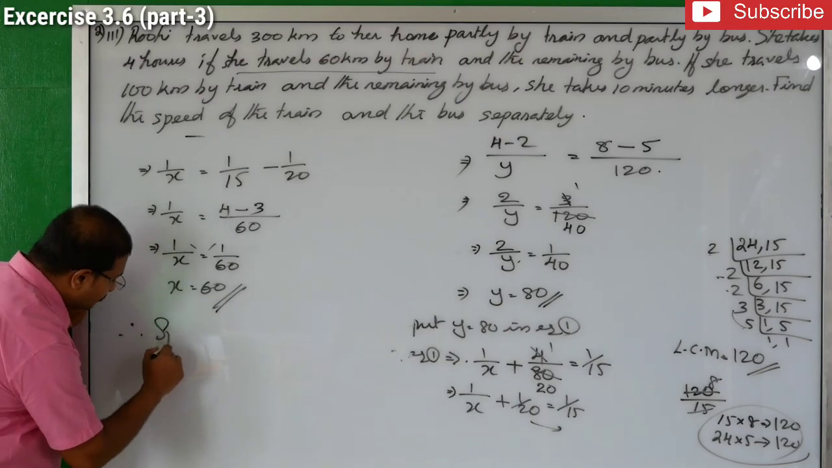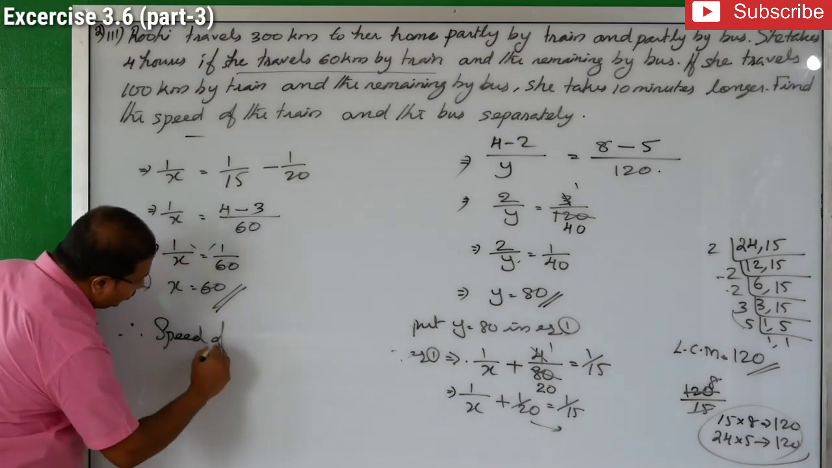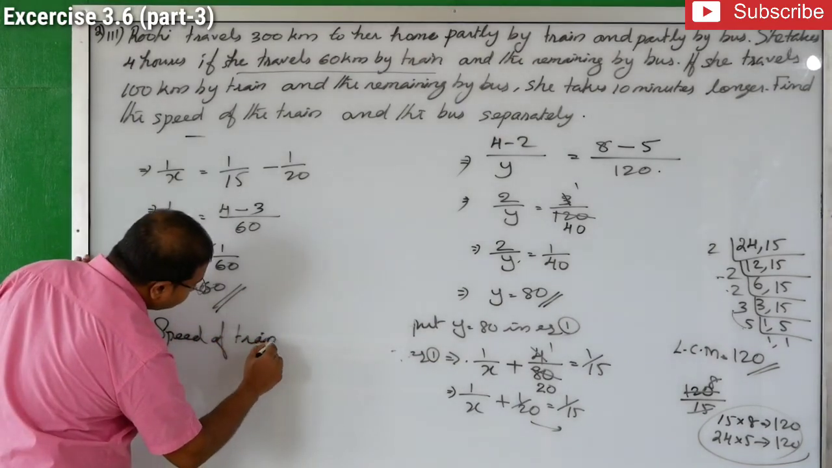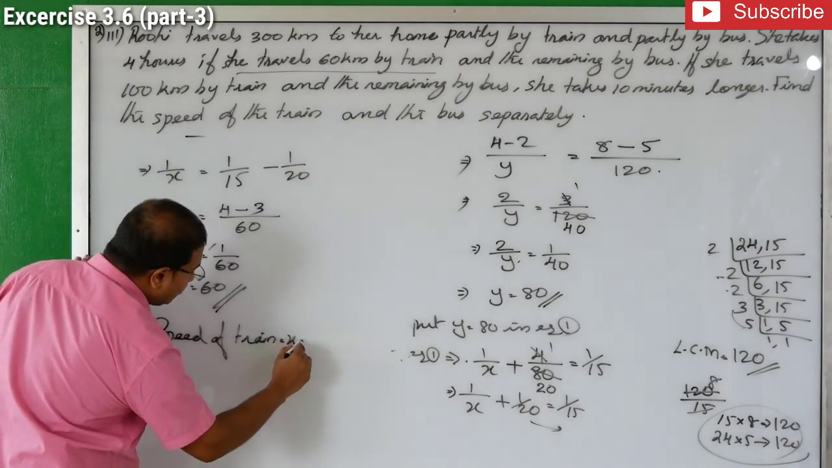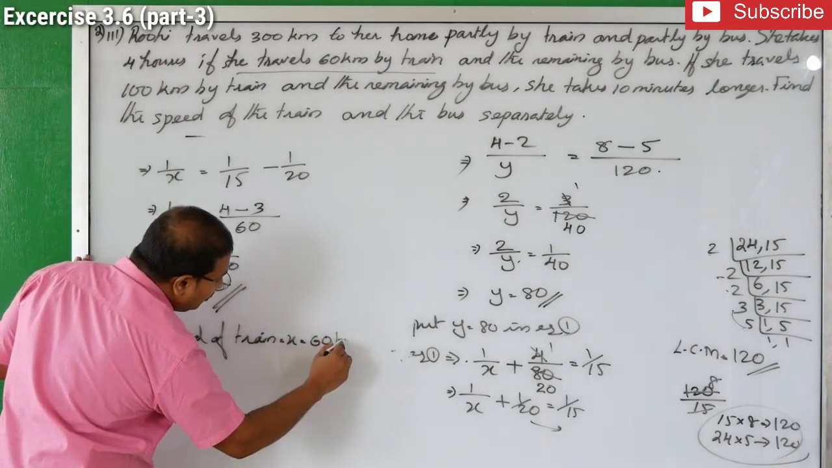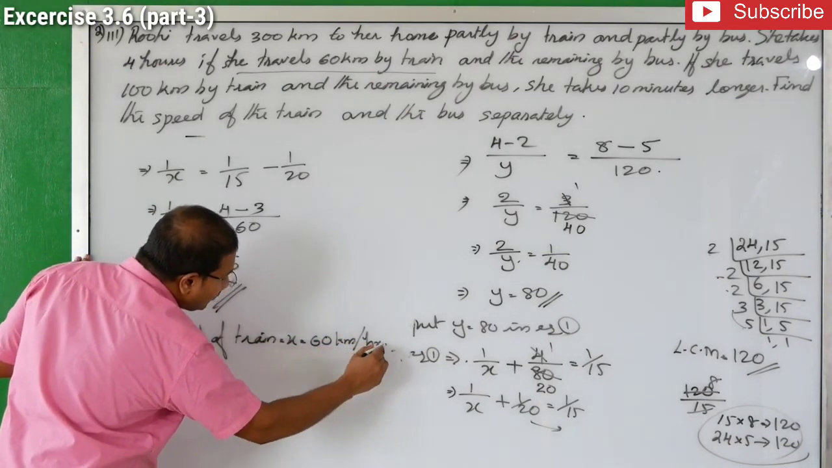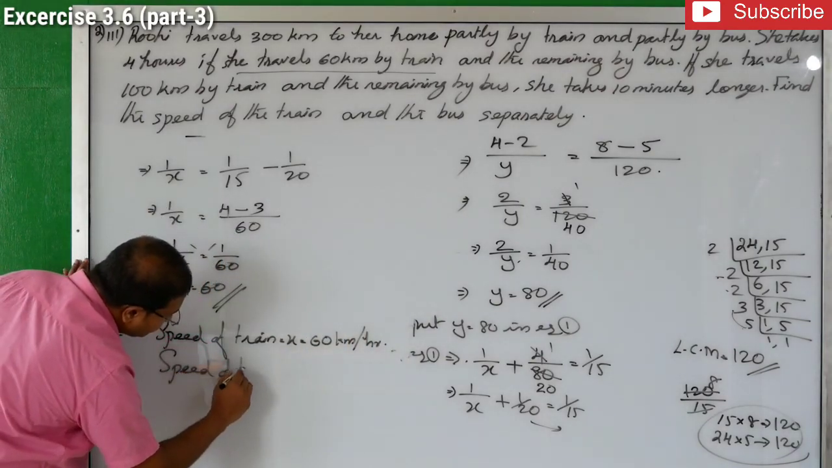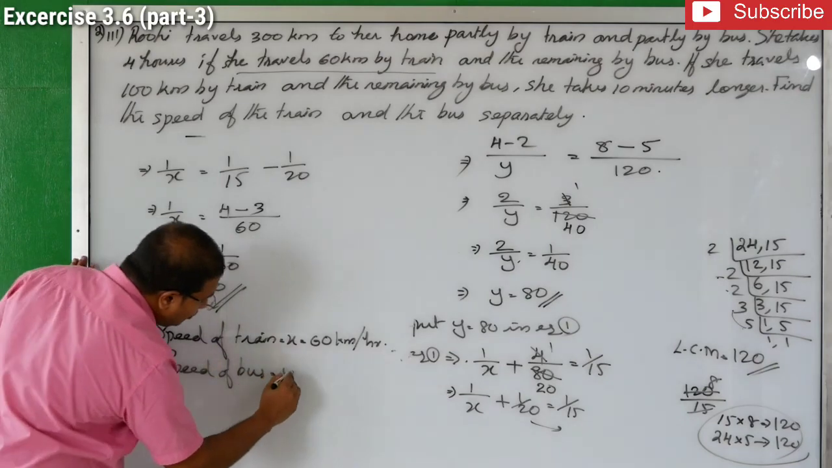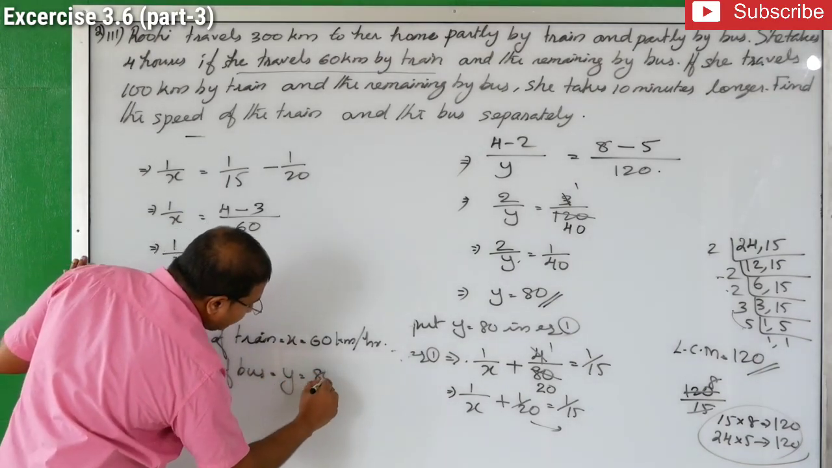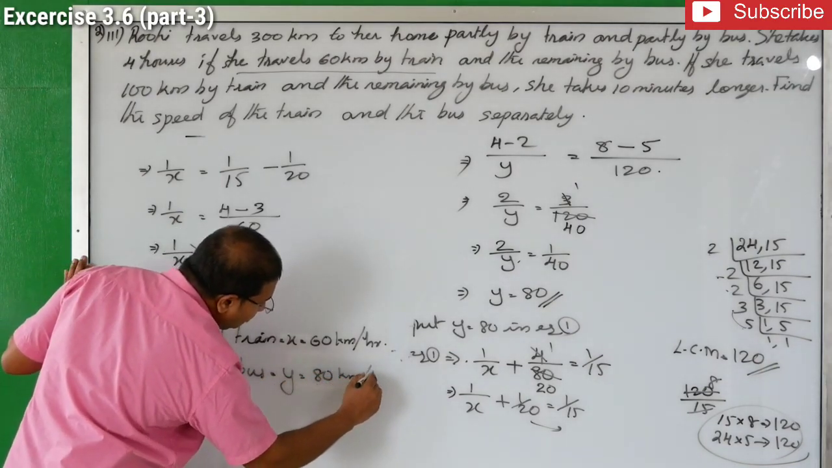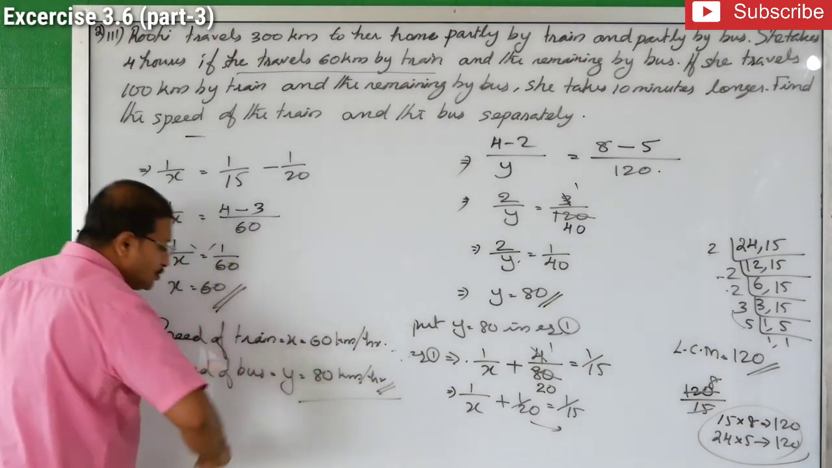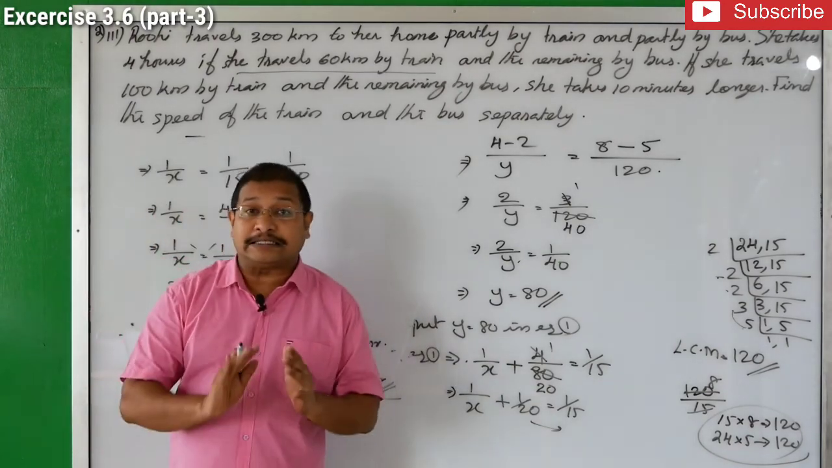Therefore, speed of train equals x equals 60 kilometer per hour, and the speed of bus equals y equals 80 kilometer per hour. Ready? So we got it now, the entire chapter 3.